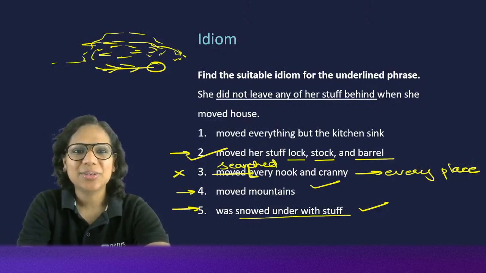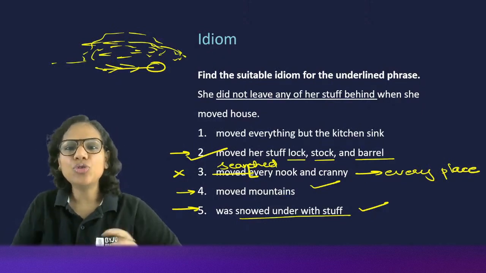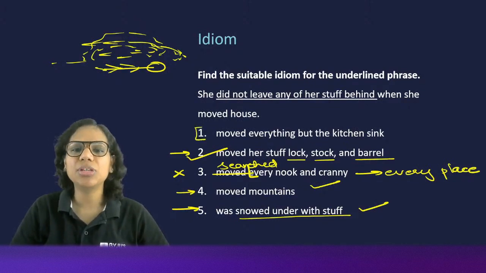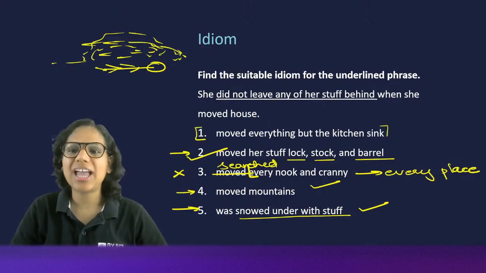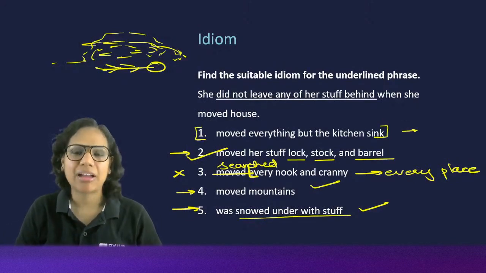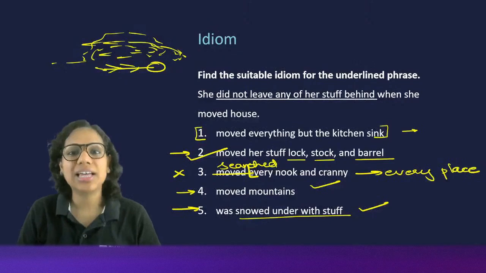And that is why 2 is our answer. Make sense? Now, to move everything but the kitchen sink is a close option. It means almost everything. Actually, this is used for people who usually overpack, who carry more things than needed.